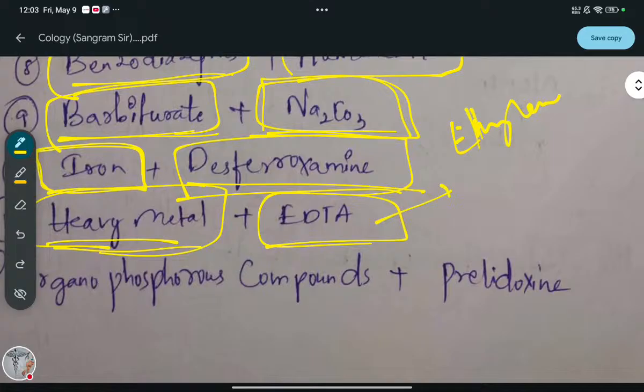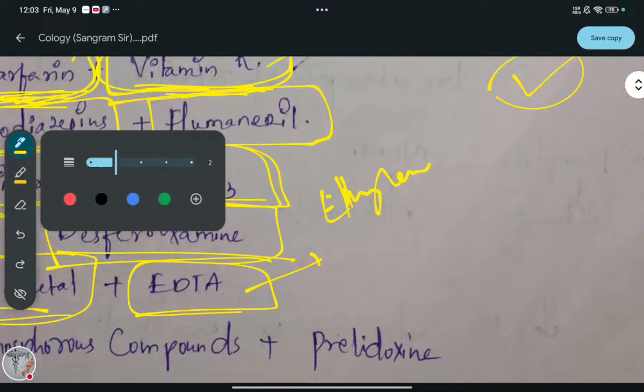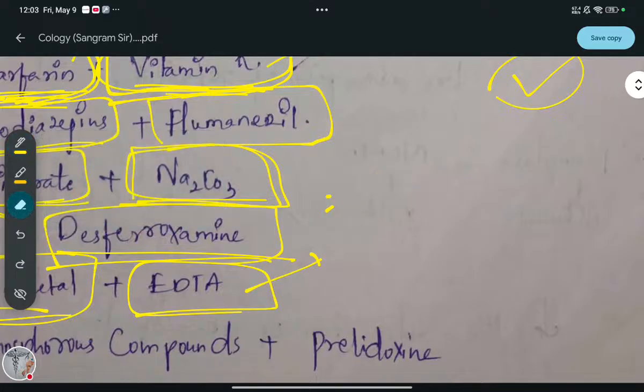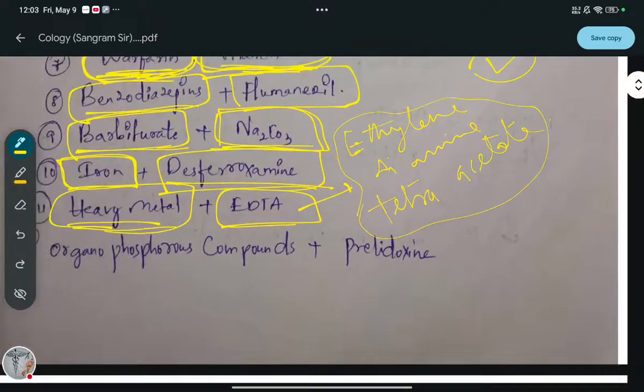EDTA is ethylene diamine tetraacetate. So EDTA is ethylene diamine tetraacetate.